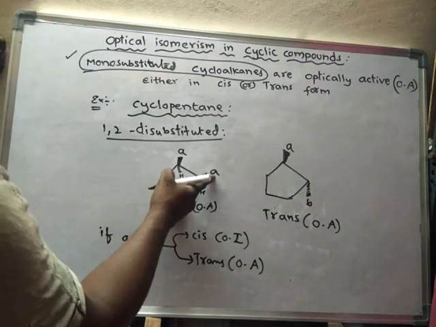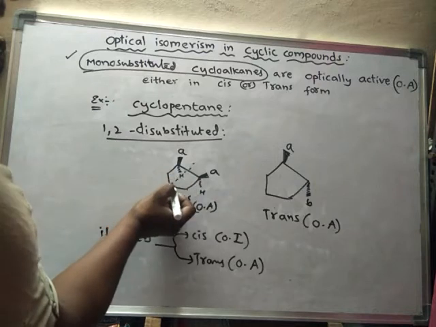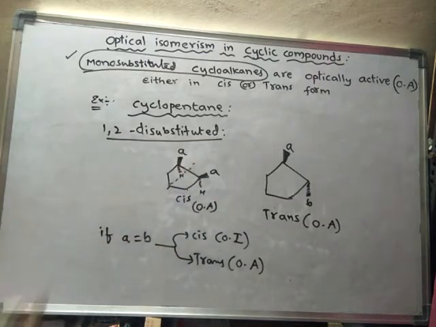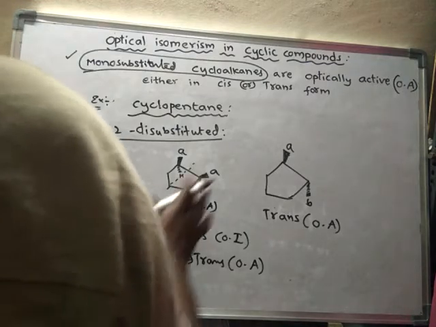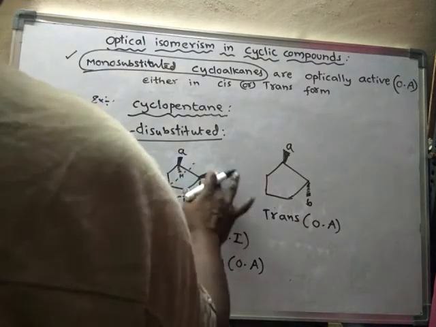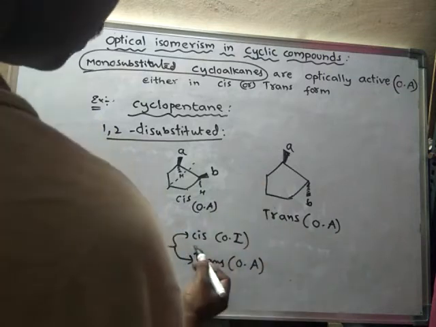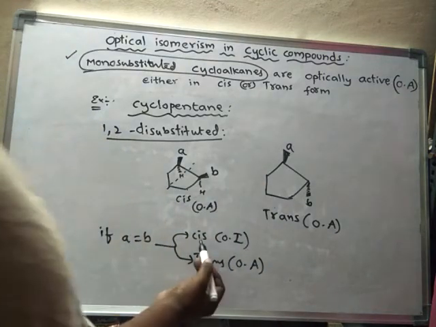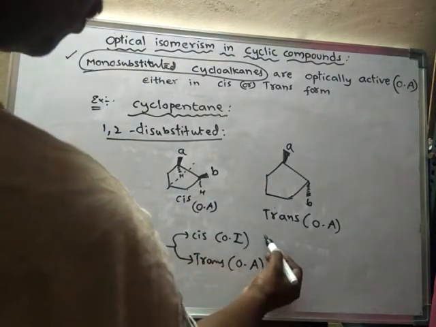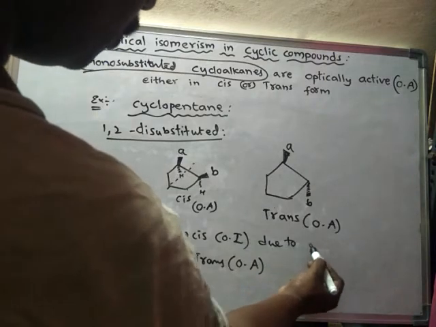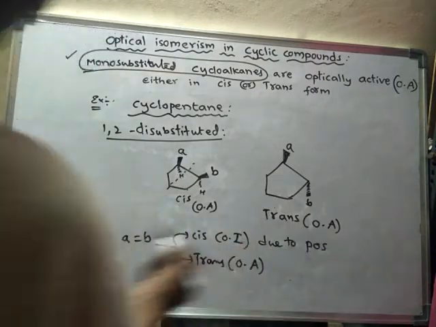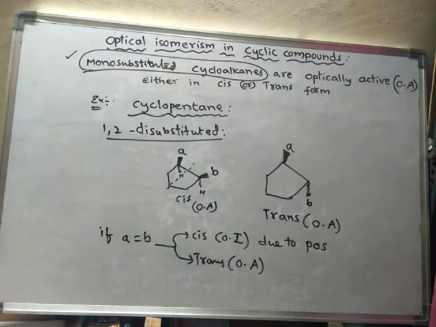Suppose B is equal to A, then what happens? There exists a plane of symmetry, which will divide the molecule into two equal halves. So if A is equal to B, then the cis form is optically inactive due to the plane of symmetry. But the trans form is optically active only.